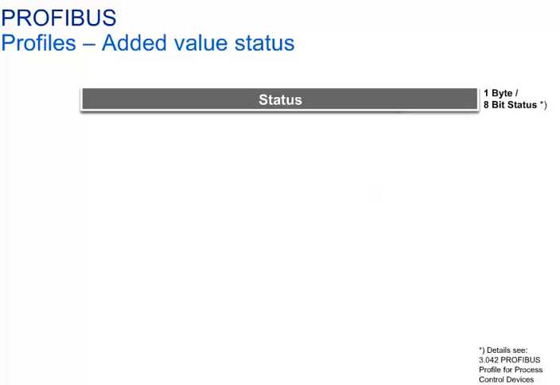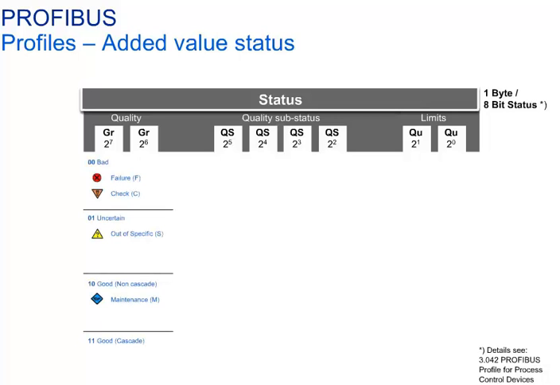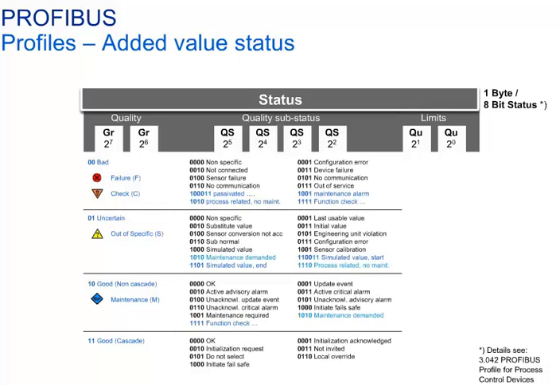When a field device detects an error or status change, the status byte is set accordingly and transmitted to the master. The possible combinations of the 8 bits are arranged in 3 groups. The first box lists quality statuses. The second box lists the quality sub-statuses. The third box lists the limits.